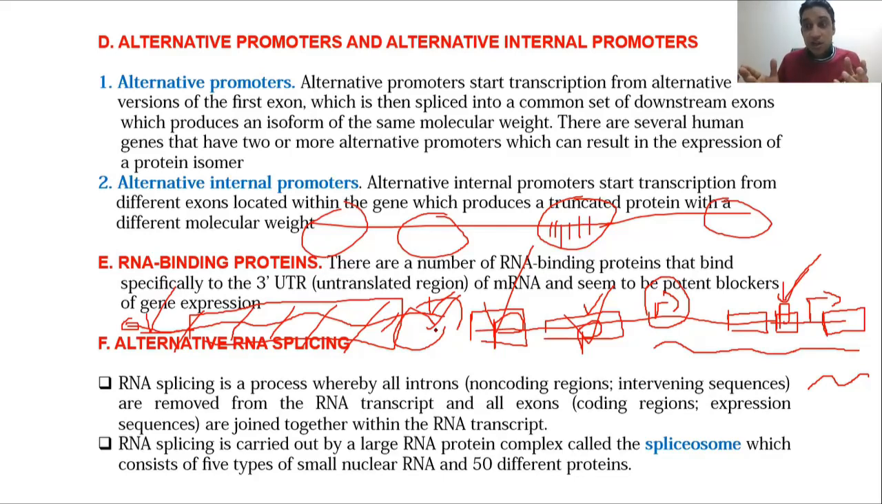So even if the messenger RNA is there, that messenger RNA will not produce any proteins because of the presence of those proteins. So nature can still control it.